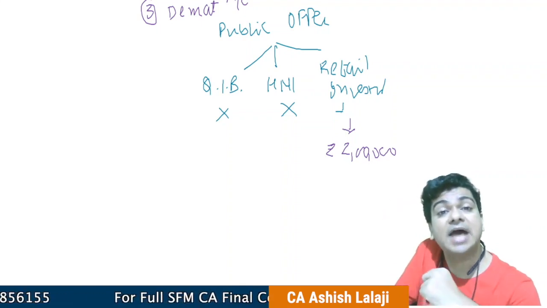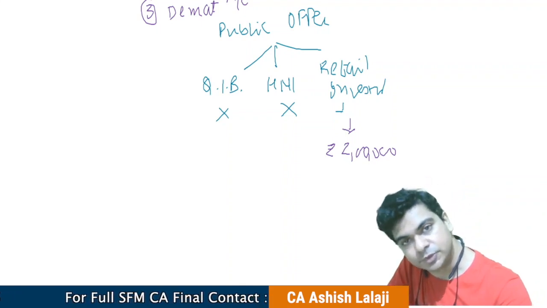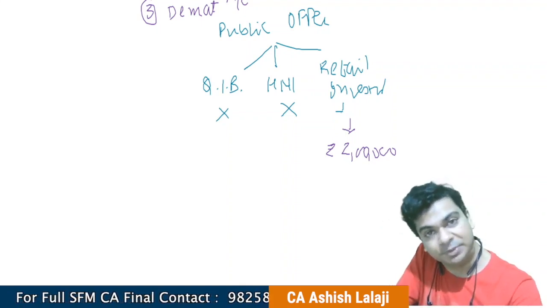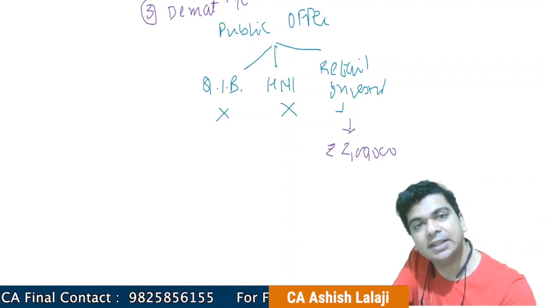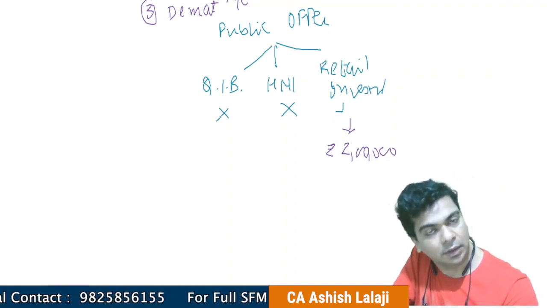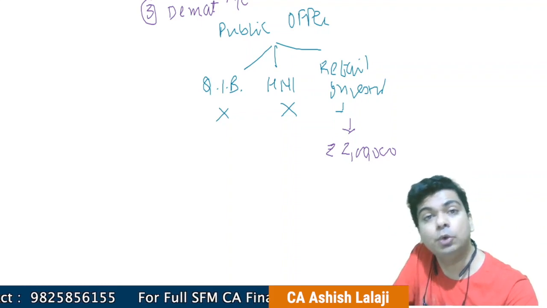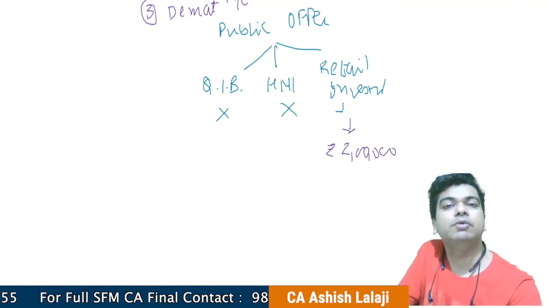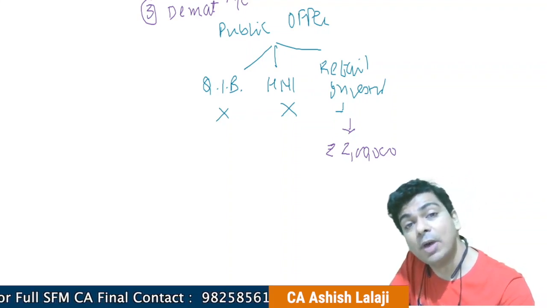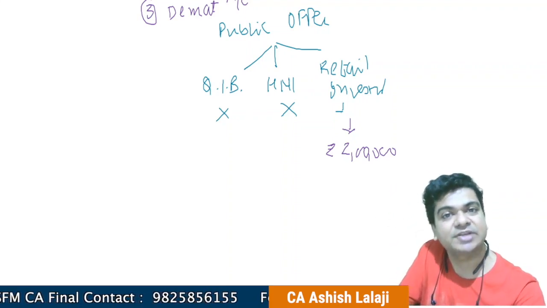For example, let us say I want to invest 6 lakhs of rupees. If you want to invest 6 lakhs of rupees through only one application form, then you will have to select the HNI category. But I will advise you not to really do that. A person who is really a high net worth individual is not going to apply for shares of just 6 lakhs of rupees.